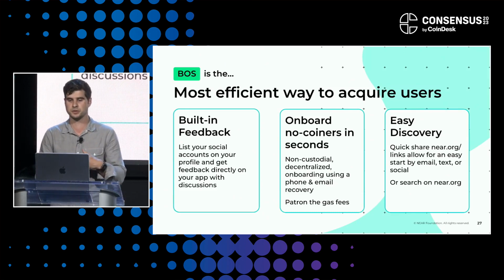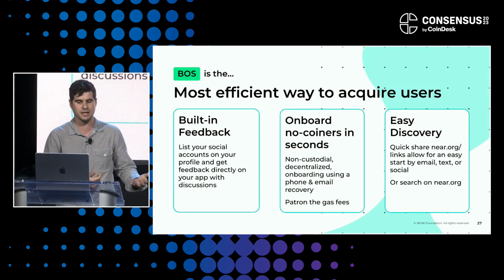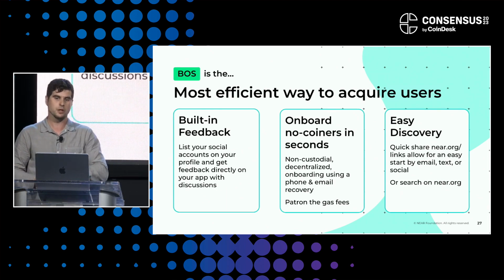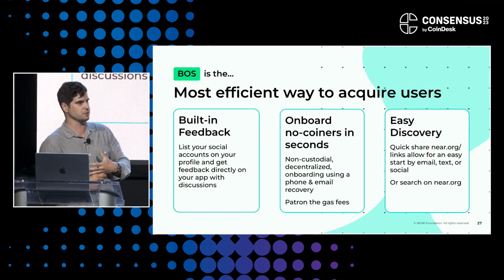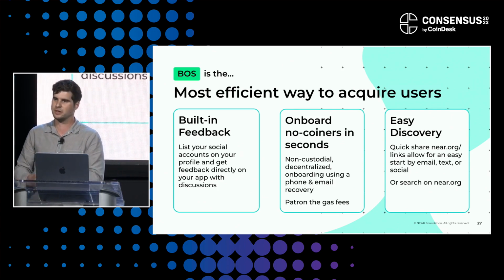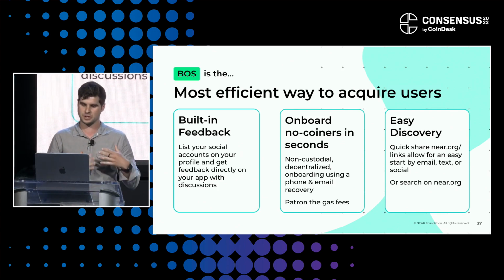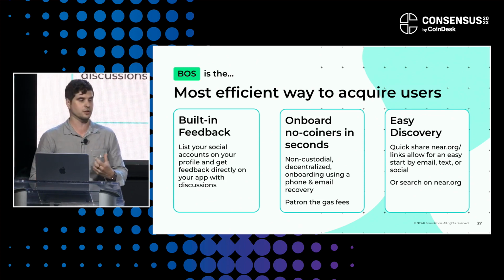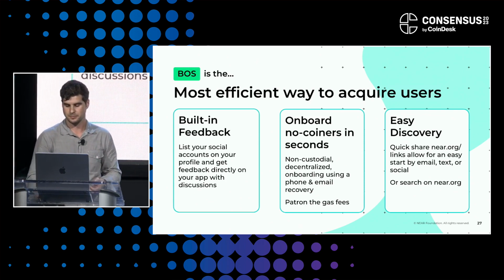All right, so this is the most efficient way to acquire users. You've got built-in feedback. You can list your accounts in there. You can onboard no coiners in seconds. Again, we use a system called meta transactions and relayers that those people just come in with their email, and those initial fees are just kind of covered on their behalf. And it's really, really easy discovery through either near.org or quick links.